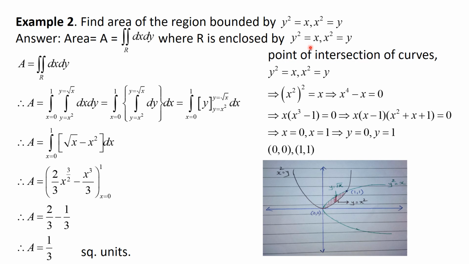So firstly we need to consider the values in terms of intersection. That intersection can be calculated from y square equal to x and x square equal to y. So substituting y equal to x square gives x raised to 4 equal to x, that is x raised to 4 minus x equal to 0. Finding the factors, x into x cube minus 1 equal to 0, and then the factors for x cube minus 1, which is x minus 1 into x square plus x plus 1 equal to 0.